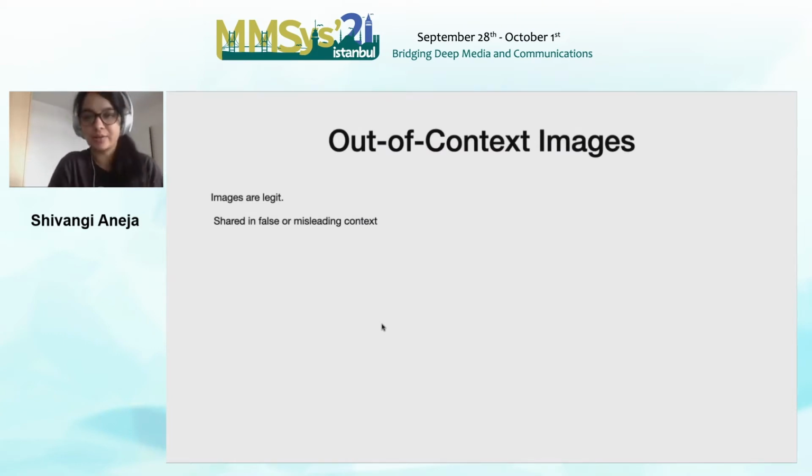Okay, so as already explained, this challenge is about detecting out of context images, and what it means is that images are legit, meaning that you don't change anything in the image, but you basically share this image in a false or misleading context.